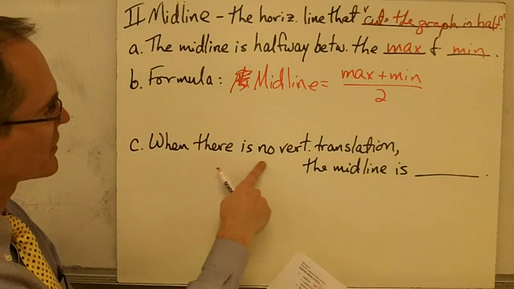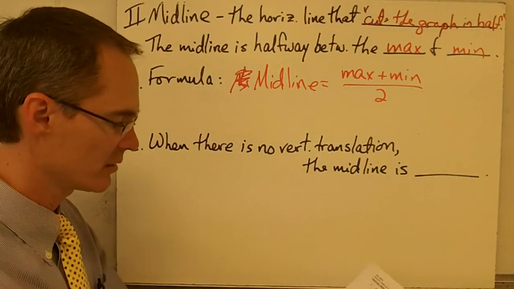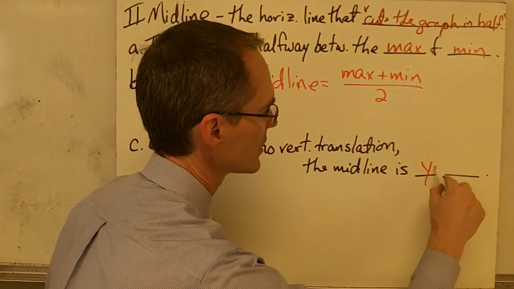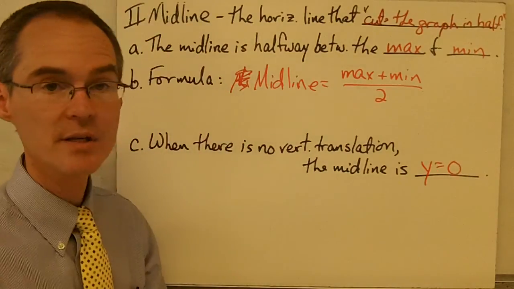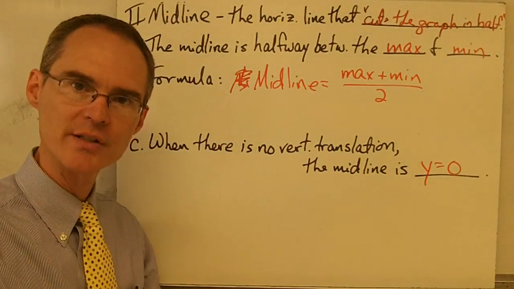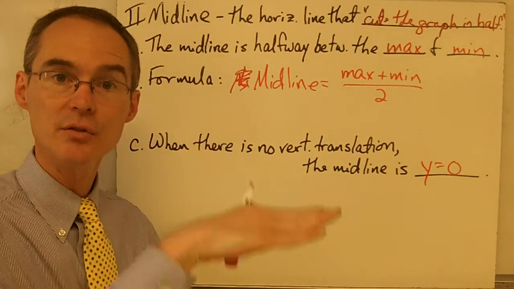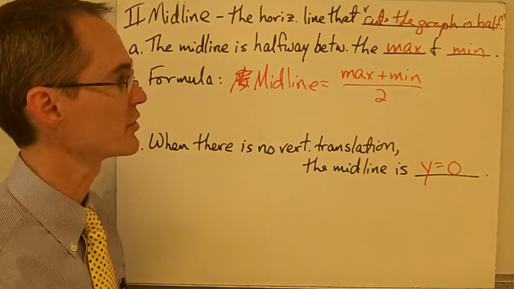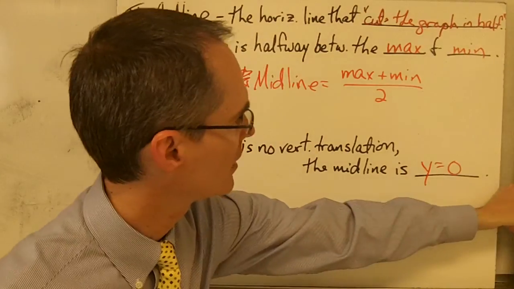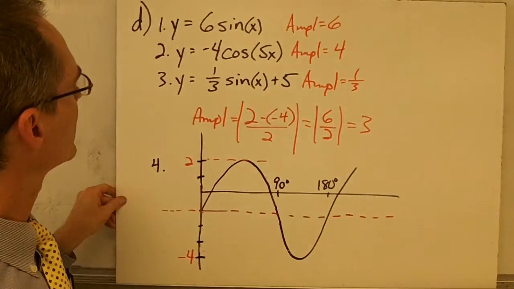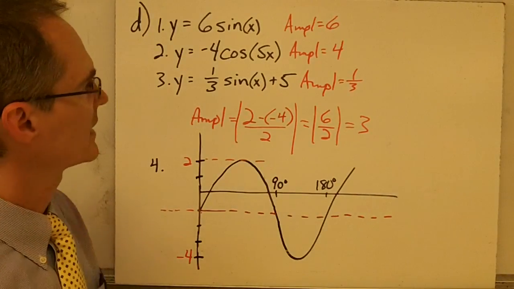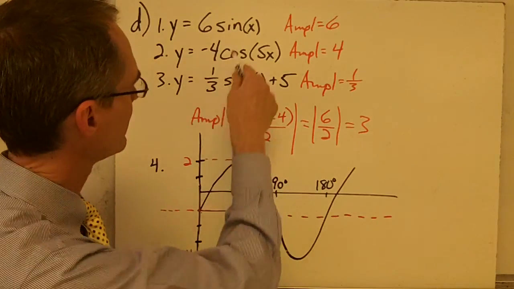So when there is no vertical translation, the midline is always going to be y equals 0. If there is a vertical translation, well then the midline, as we're going to see, is usually easy to determine if I have an algebraic expression. So let's take a look at those same 3 functions that we had earlier, and let's talk about what the midline is going to be for each of these 3 functions.